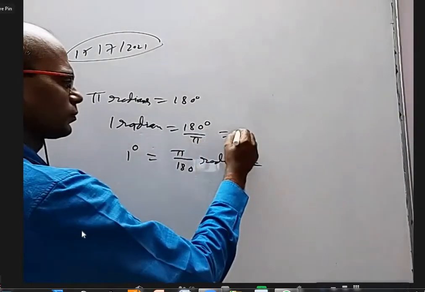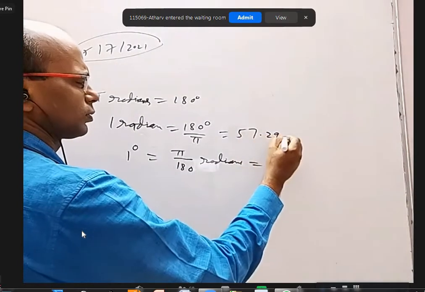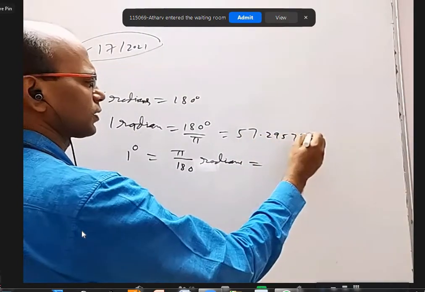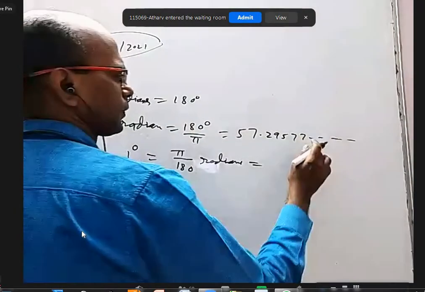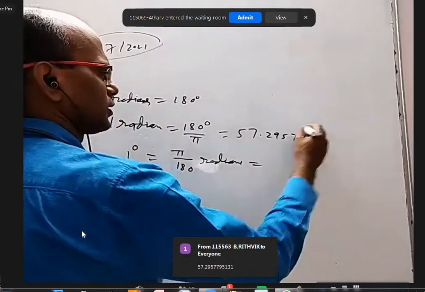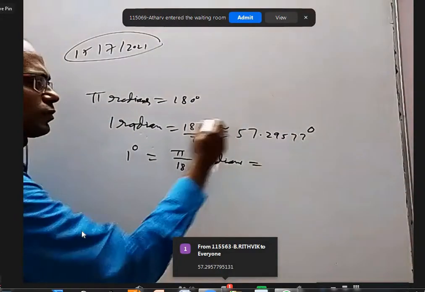57 point... 57.5 something. Okay, we'll write roughly only. That many degrees. Okay, I'll remove this and write degrees. Approximately, you can write if you want.